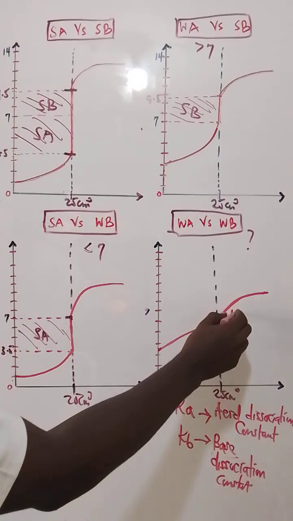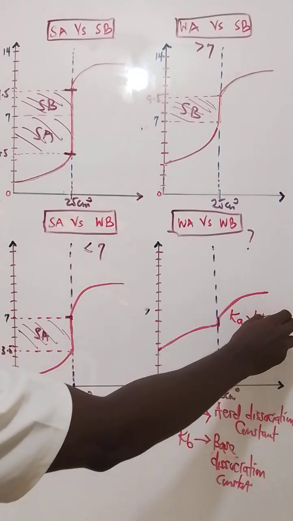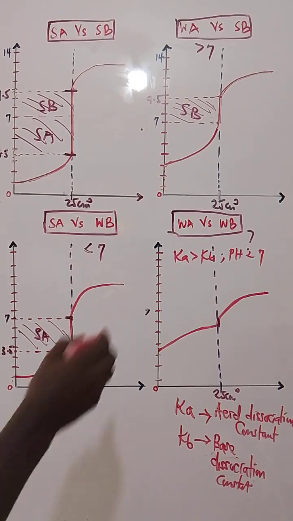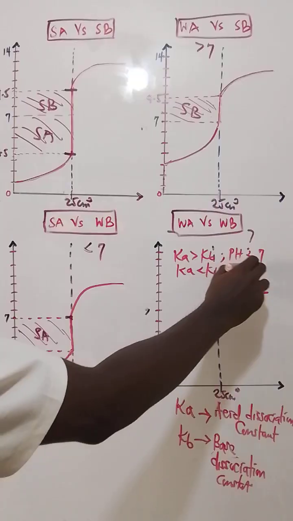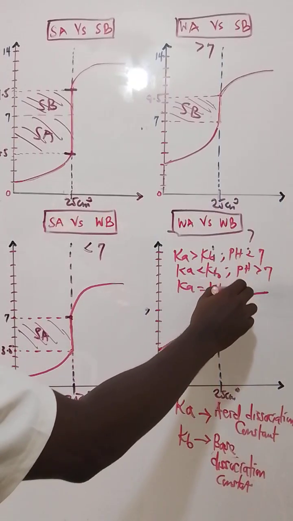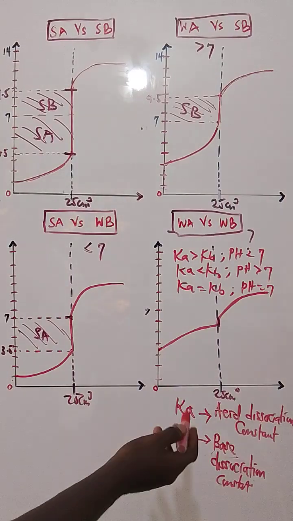So if Ka is greater than Kb, the pH is going to be less than 7. But if Ka is less than Kb, the pH will be greater than 7. And when Ka equals Kb, then pH is 7, meaning the salt will be neutral. So for weak acid, weak base, the salt formed can be neutral, can have pH less than 7 or greater than 7.